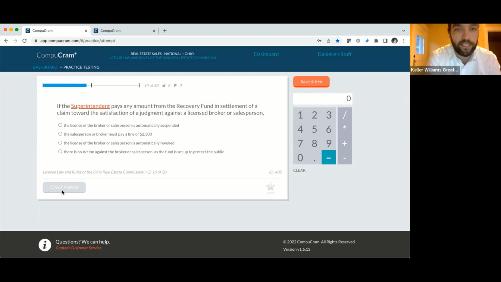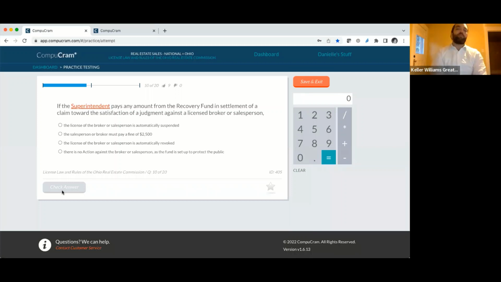If the superintendent pays any amount from the recovery fund in settlement of a claim toward the satisfaction of a judgment against a licensed broker or salesperson, then A, the license of the broker or salesperson is automatically suspended. B, the salesperson or broker must pay a fine of $2,500. C, the license of the broker or salesperson is automatically revoked. Or D, there is no action against the broker or salesperson.